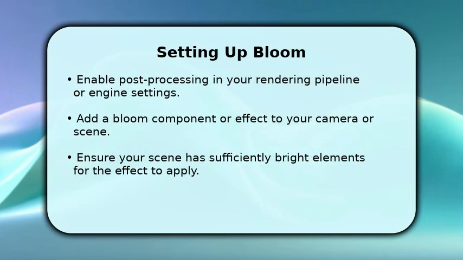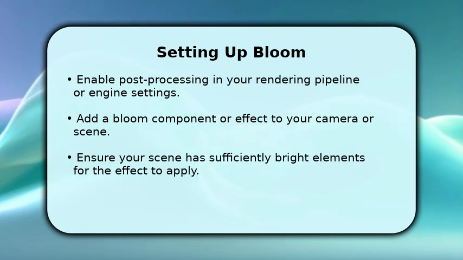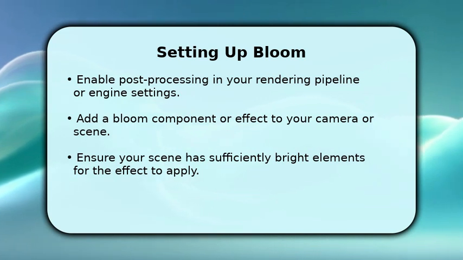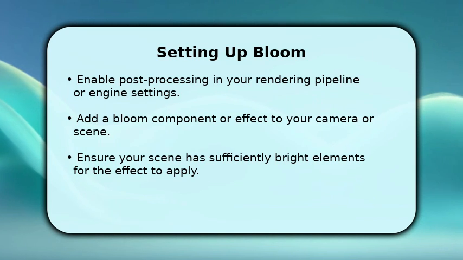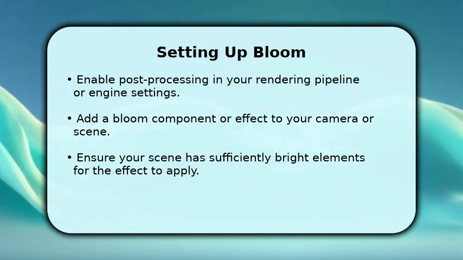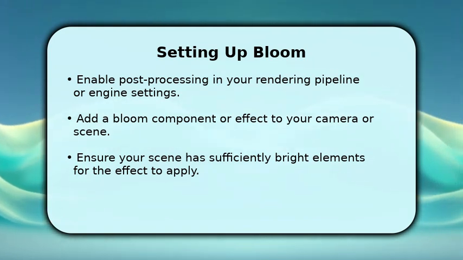To begin, ensure your rendering pipeline supports post-processing effects. Next, locate and add the bloom component to your main camera or scene. Many engines offer this as a built-in feature. It is crucial that your scene contains areas of high luminance, such as emissive materials or strong light sources, for the bloom effect to be visible and impactful. Without bright elements, the effect will not be noticeable.